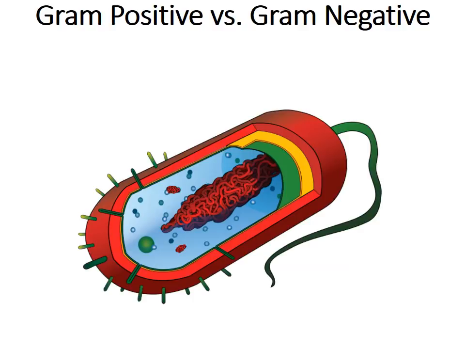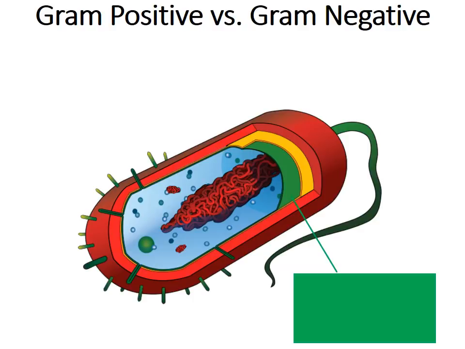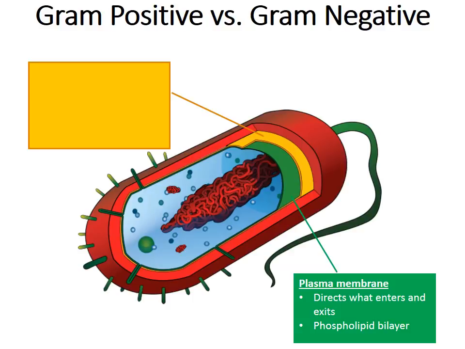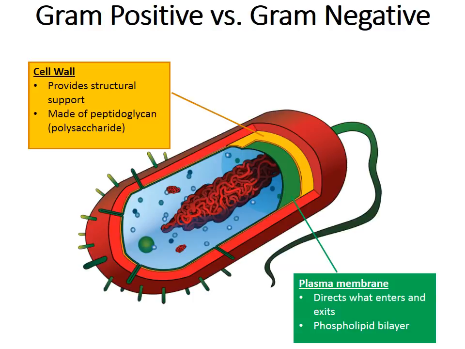So here's a diagram of a typical bacteria cell, and I want to note the three layers that most bacteria have. Their innermost layer, colored green here, is the plasma membrane, which directs what enters and exits the cell. It's a phospholipid bilayer with some proteins scattered in between. The middle layer in gold is the cell wall, which provides structural support to the cell. It's made up of a polysaccharide called peptidoglycan.